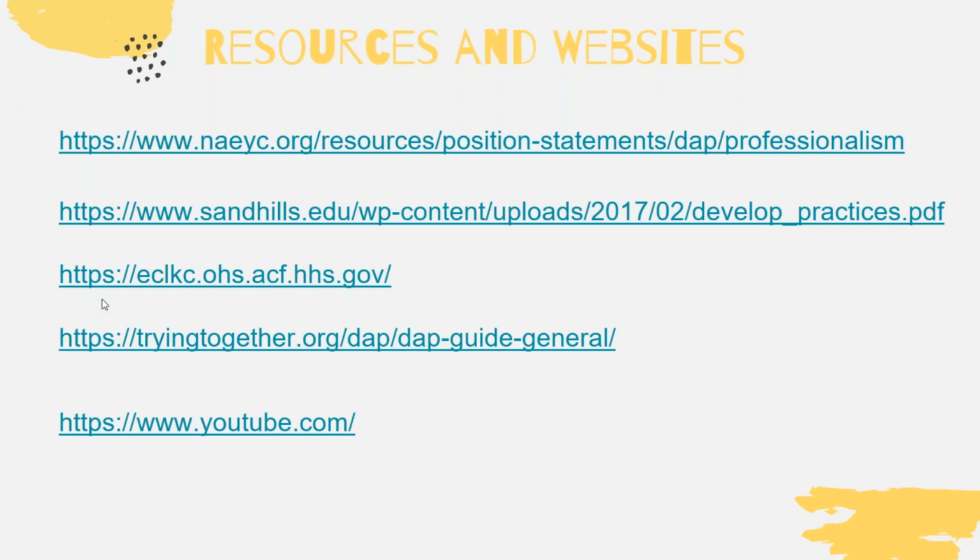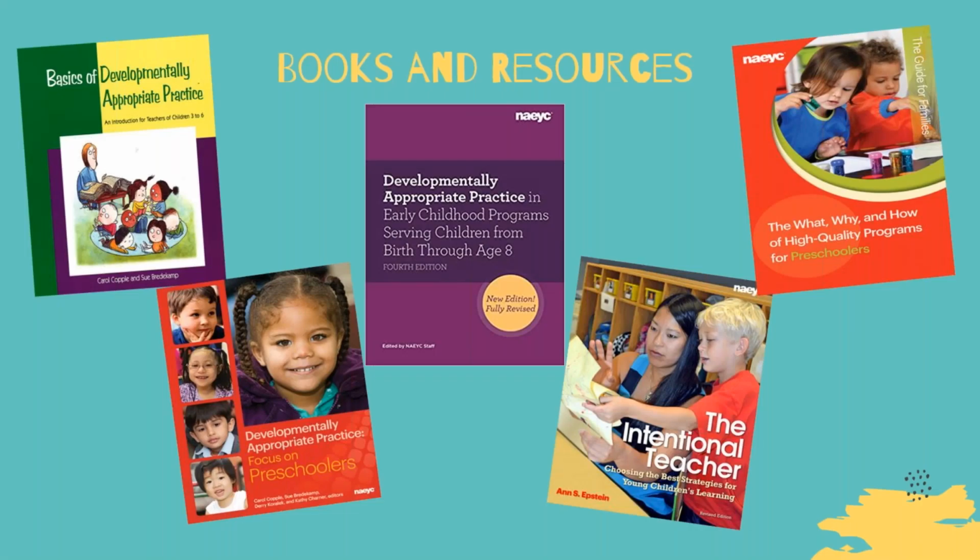Okay, great. So these are the resources and websites. If you want to take a picture of that, that'd be great. So you can log into some of those websites for additional information. And then there's no training that I have without resources. These are books that are available. All of these are from NAEYC. Just to point out, this is the latest developmentally appropriate practice book that just came out.